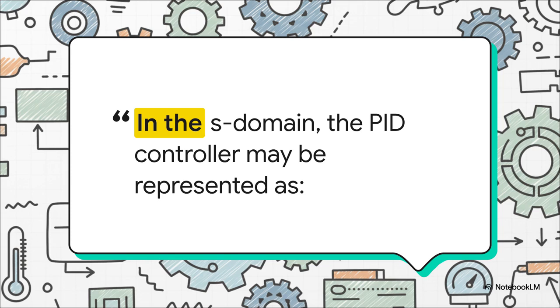Now, if we pop the hood and look at the underlying math, we use something called the Laplace transform to view this in what's known as the S domain. The controller equation looks like this. U of S equals the proportional gain plus the integral gain divided by S plus the derivative gain multiplied by S, and all of that is multiplied by the error, E of S. Look, don't let the math intimidate you here. Even though it looks a bit abstract, this equation is literally just the mathematical translation of those past, present, and future concepts we just covered. And I promise we're going to ground this in a very physical reality really shortly.